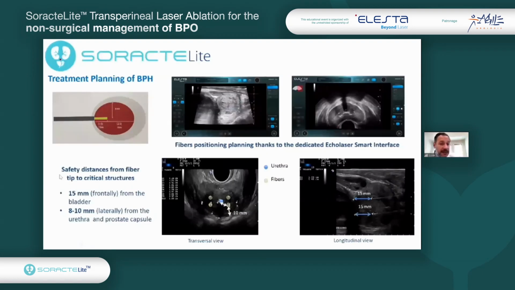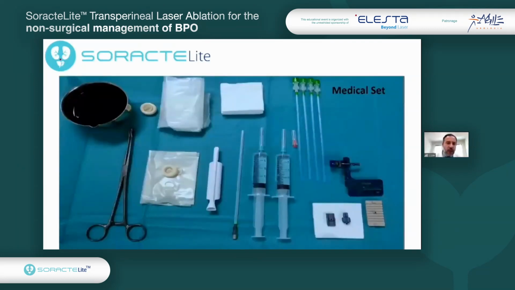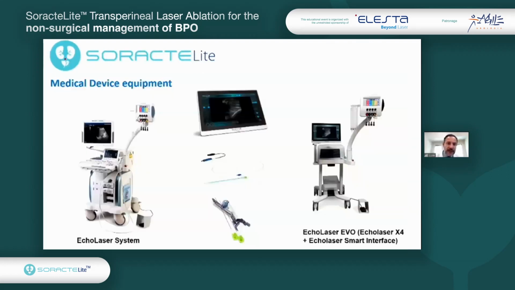So what are the safety distances from the fibers to critical structures? The urethra, as you see here, where we have to keep at least about 1 centimeter. And also we have to keep 1 centimeter from the capsule. Another very important distance that we have to take into account is the distance from the bladder neck, which has to be about 15 millimeters. And this is what we use. Okay, so it's a very easy technique to prepare.